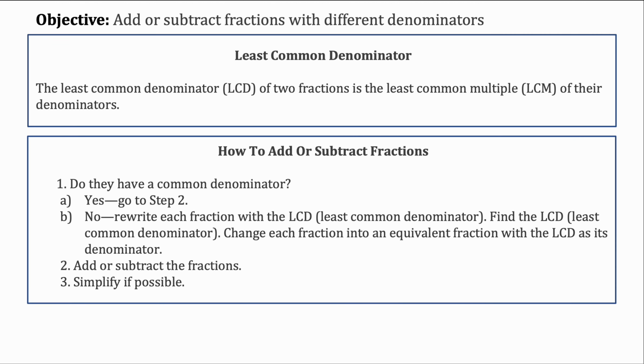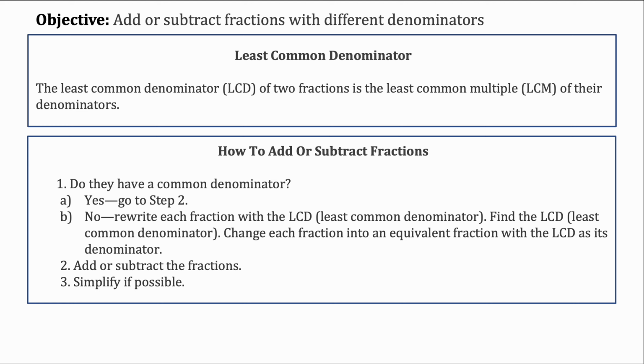So what are some steps that you want to take to add or subtract fractions? Well, first thing you should ask yourself, do they have common denominators? If they do, you can add or subtract the fractions by adding or subtracting the top and keep that denominator. If not, we have to rewrite the fractions, getting that least common denominator, and then we can move on to step 2. And then you want to simplify as much as possible.